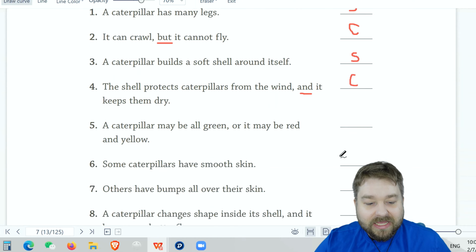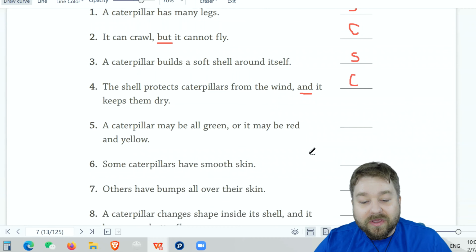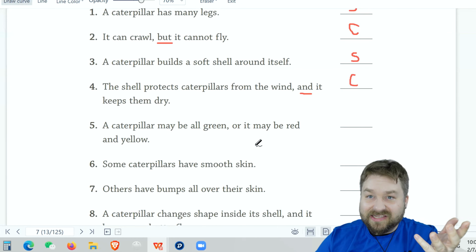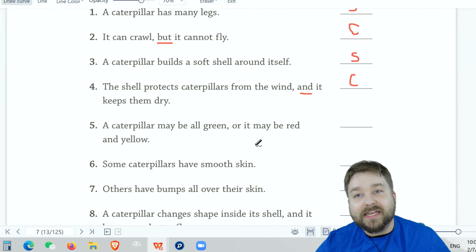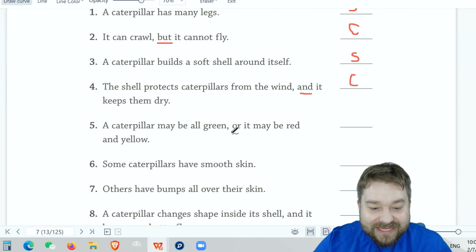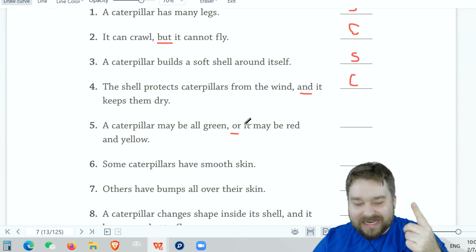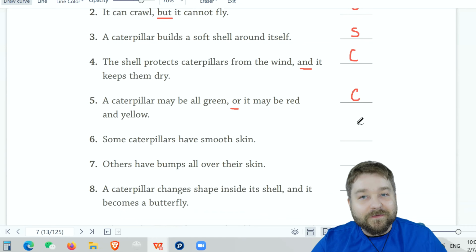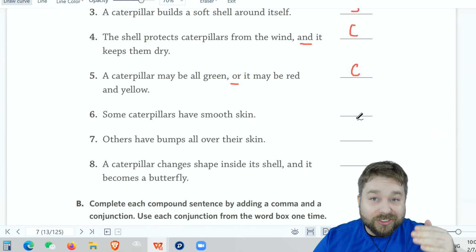Number five, a caterpillar may be all green or it may be red and yellow. That's a choice, isn't it? You can have this or this, right? Compound sentence. See that? We have but, and, or. These make compound sentences. I didn't have to explain any of the rules. We can see this just by doing.